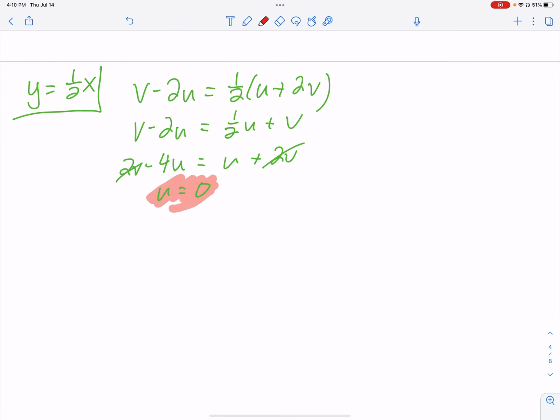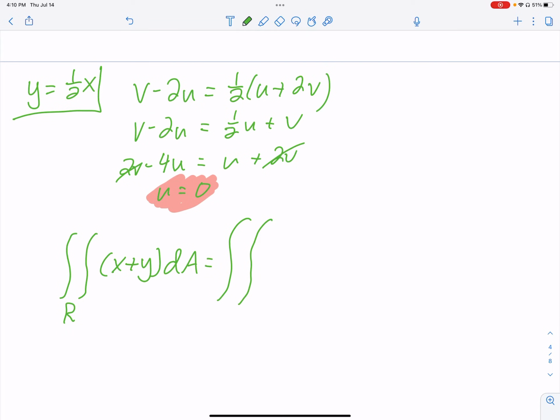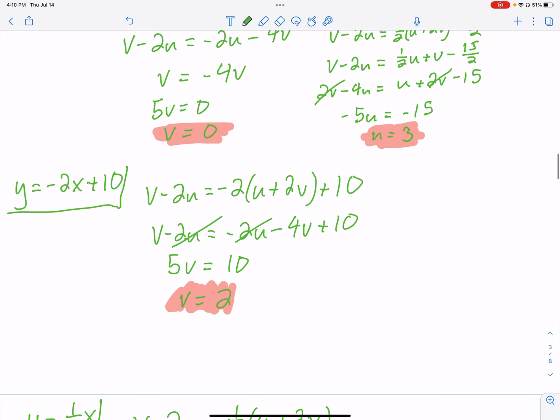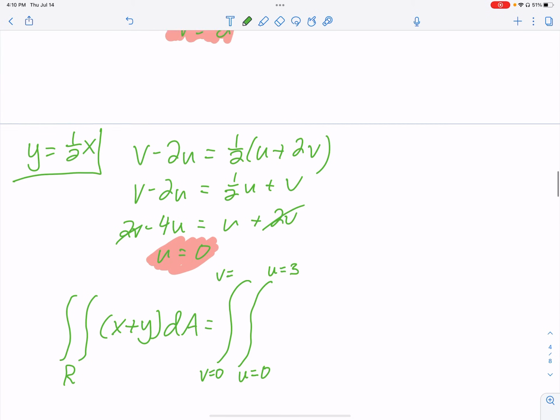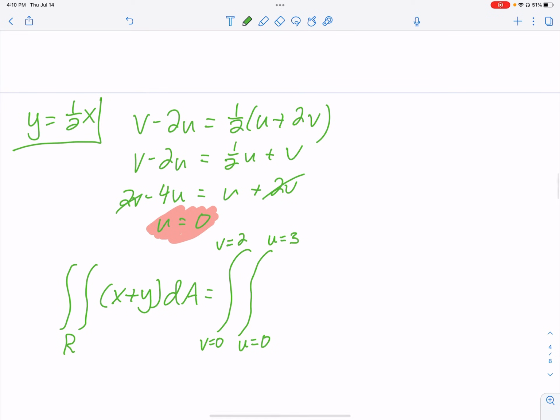So we have those bounds, and what's really nice is that the integral we were doing over R, the integral of x plus y dA, can now become an integral with u's and v's. u goes from 0 to 3. So now that's a nice, pretty bound, 0 to 3. Then v goes from 0 to 2. No more crazy bounds like the lines would have had.